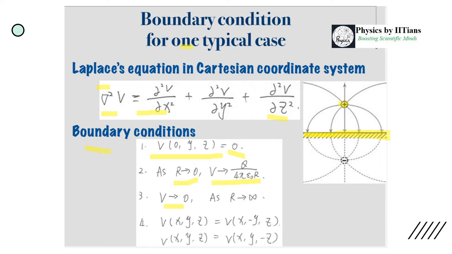And V tends to 0, the potential becomes 0, as r tends to infinity, when this charge q is at a far distance from this grounded conductor.